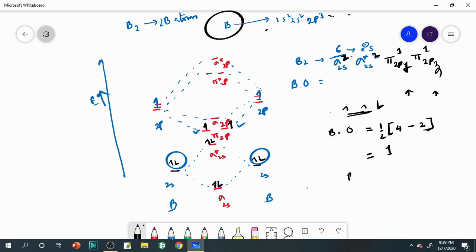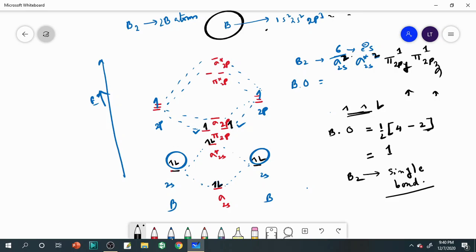So, in the B2 molecule, we expect a single bond, and its formation is possible as per the molecular orbital theory. And next you just go on increasing one by one electron. What will happen? The next electron will of course go in the next atom.